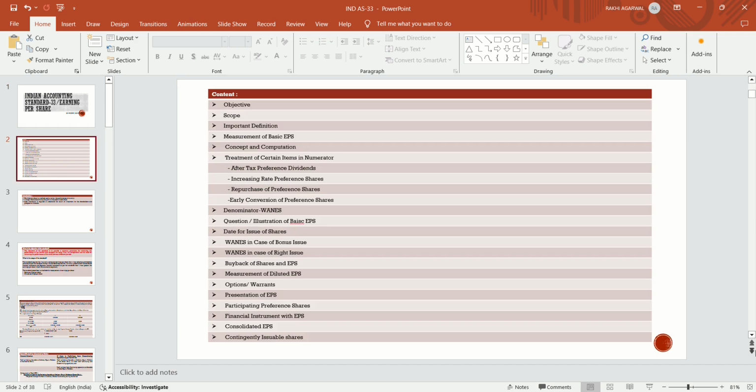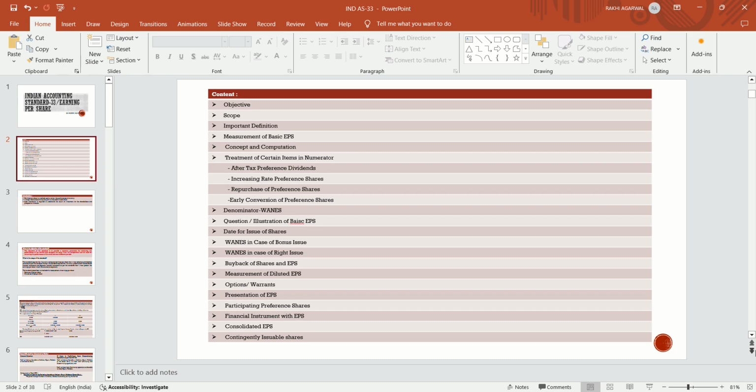Firstly, we will understand what we are going to discuss in this standard. What is the content of this standard: we will discuss the objective of this standard, then the scope, then some important definitions related to this standard, then measurement of basic EPS, its concept and computation. Then treatment of certain items in the numerator, like after-tax preference dividend, increasing rate preference shares, repurchase of preference shares, early conversion of preference shares.